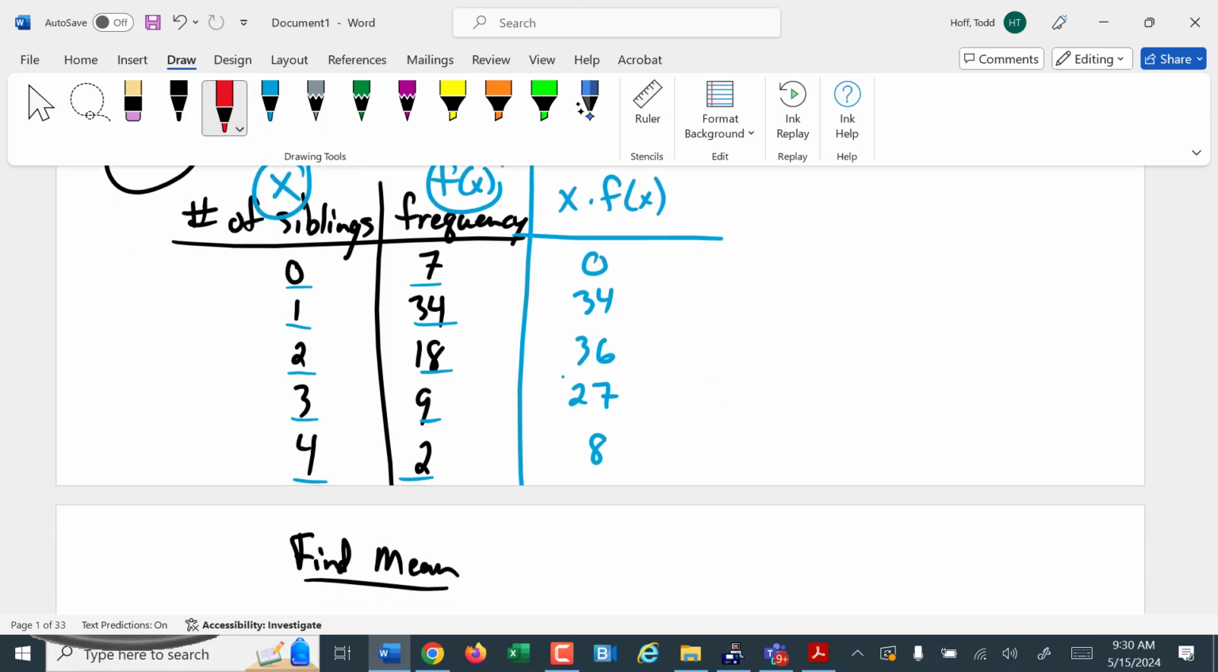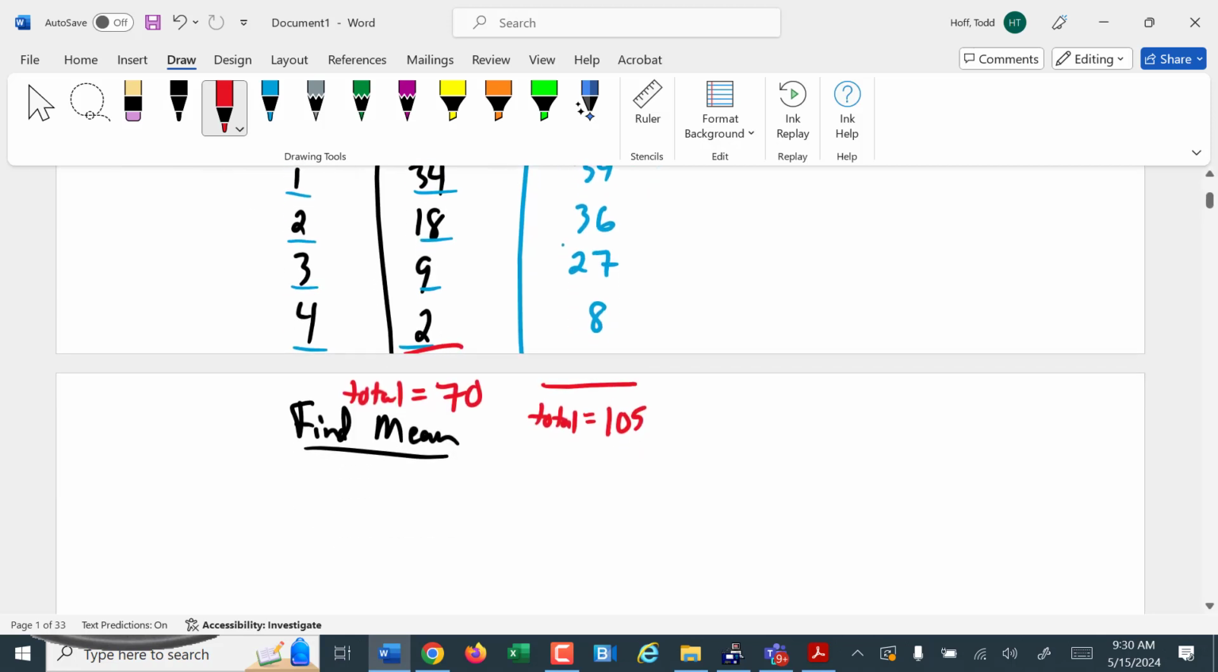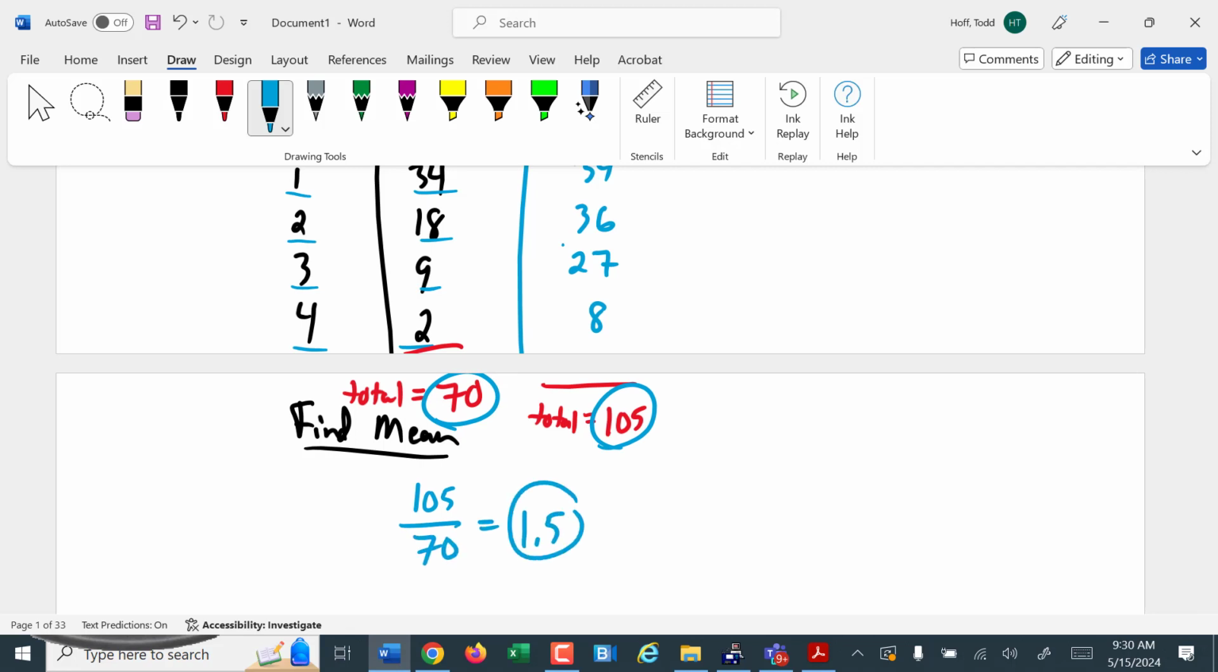Next, we're going to find a total of this. If we add that all up, 0 plus 34 plus 36 plus 27 plus 8, we get 105. We also have to find the total frequency here. If we add all those up, 7 plus 34 plus 18 plus 9 plus 2, we get 70. So the mean is found by taking this total, 105, divided by this total, 70. For my data set, this will be slightly different than yours. I get a mean of 1.5.